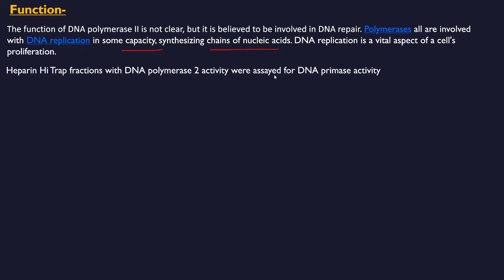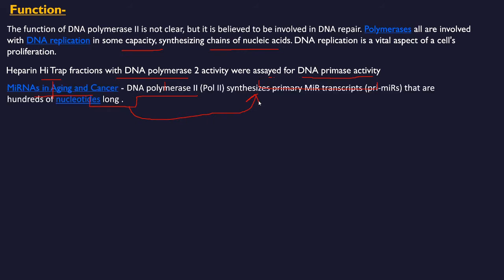The next one is the heparin HI trap function with DNA pol 2 activity, or acid for DNA primase activity. So the acid of the DNA primer is formed with the help of DNA pol 2. So those make a complex and form the acid for the DNA pol activity. Sorry, DNA primase activity. The next one is, just wait a second.